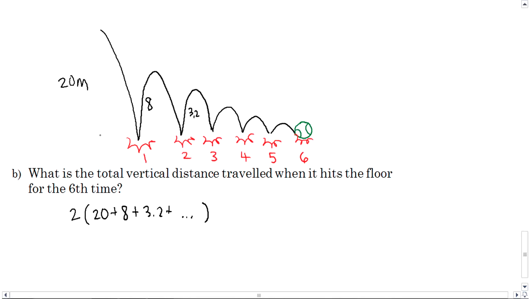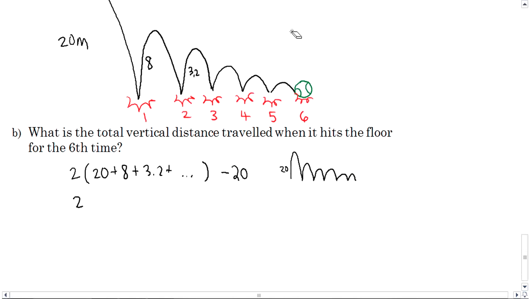Okay, so that would give you basically this 20 twice. I don't want 20 twice because it was only dropped from 20 once, so I'm going to subtract 20 at the end. So you can do this, which is really 2 times, how many terms is that? 1, 2, 3, 4, 5, 6. Okay, I'm losing it here. Okay, got it. This is what I really mean: 2 times all of this. Visually, I'm counting 20 twice, and then subtracting 20.